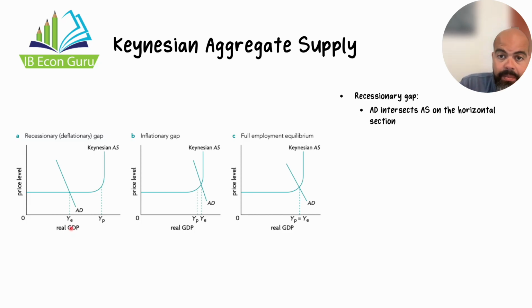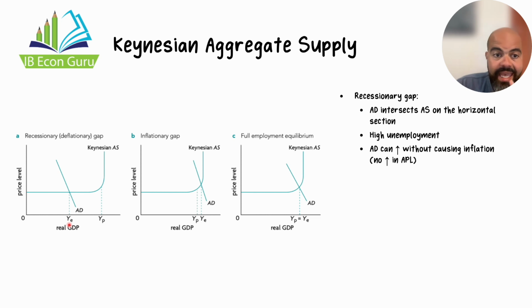The recessionary gap is basically YP minus YE. It's a gap in real GDP: whatever the economy's potential output is minus the actual output, which is YE, that's the size of the recessionary gap. When there's a recessionary gap, there is high unemployment. AD can increase without causing inflation. So imagine if the government injects money into the economy, government expenditure using expansionary fiscal policy, that can shift aggregate demand to the right, which causes Y to increase without there being a rise in the average price level.